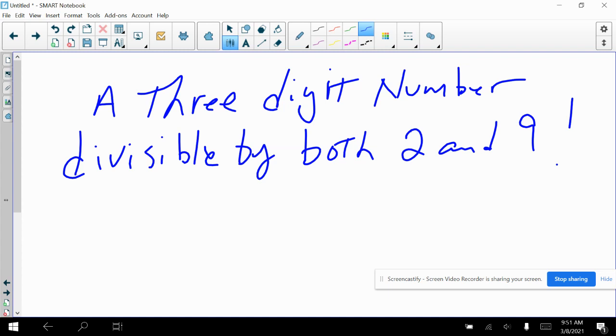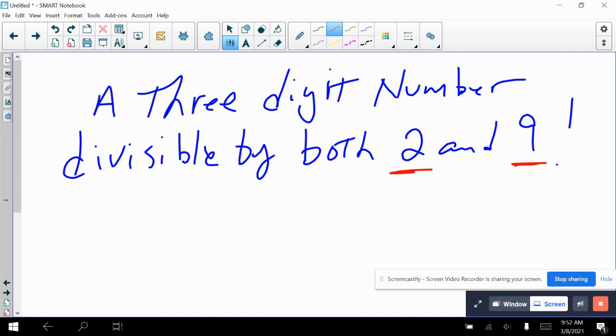A 3-digit number divisible by both 2 and 9. Now, listen carefully. Can you come up with a 2-digit number? No, you can't. What does it say? What kind of a number does it say? A 3-digit number. It doesn't say 2, doesn't say 4, doesn't say 5. A 3-digit number that is divisible by both 2 and 9.